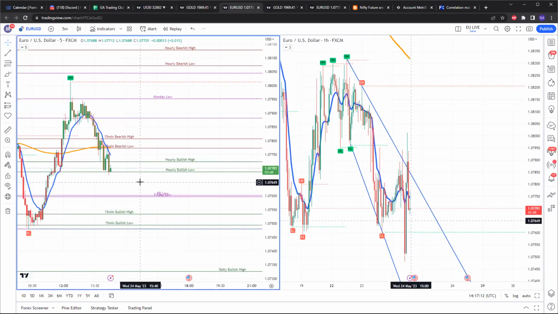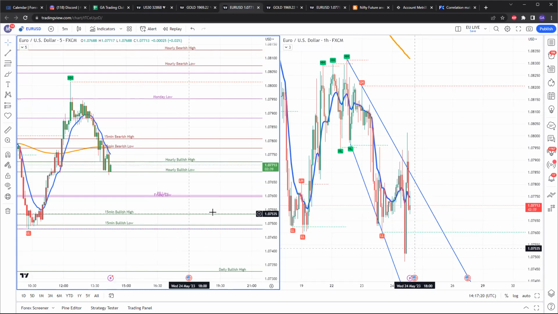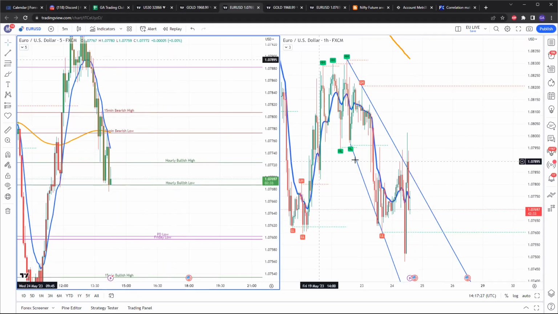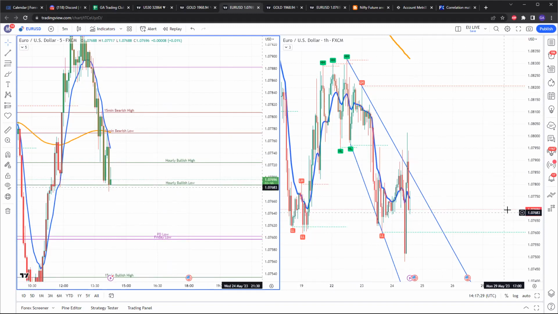So EU can still keep pushing down, but if it keeps pushing down, I'm not going to feel bad that I missed trading the death cross. But for me, this death cross right here is a major red flag on EU. And you can see price rejecting from an hourly bullish low, and also we're in a bullish. So in any case, I'll be looking for buys on EU.